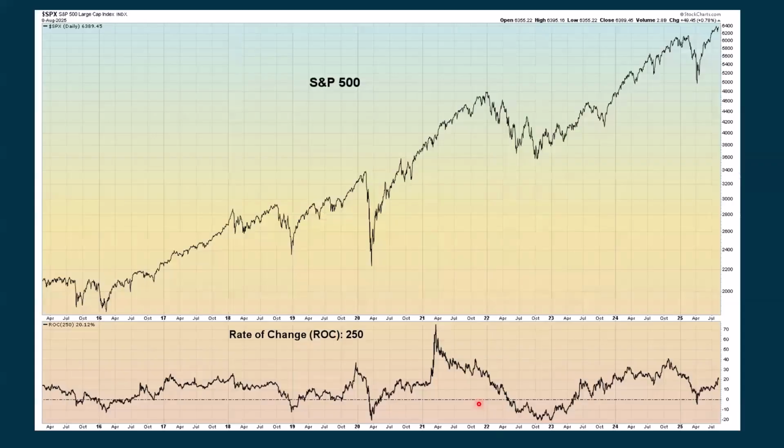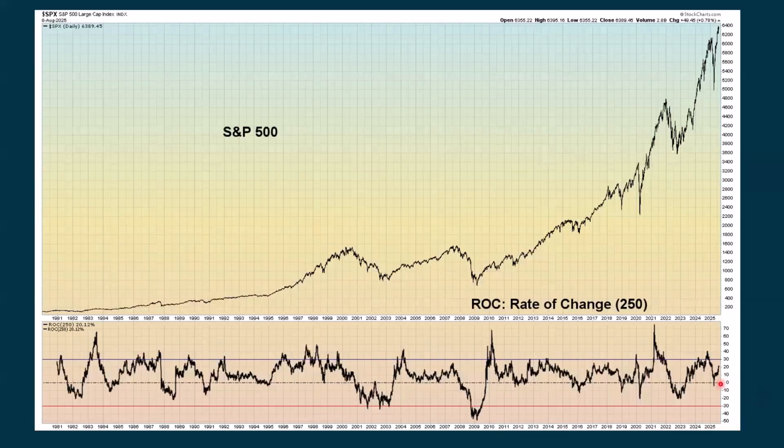Then some long-term rate of change charts. I use these for informational purposes. This is Friday's close, and then it goes back 250 periods. We're still going up overall. That's positive. This is that same rate of change based on 250 periods, but just a longer-term chart. We're above zero and continuing to go up.